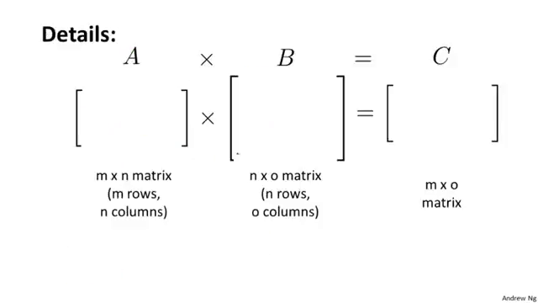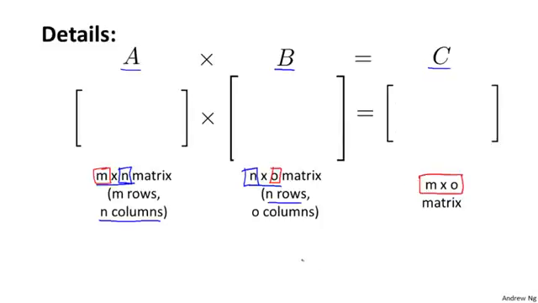Here are the details. I have a matrix A, and I want to multiply that with a matrix B, and the result will be some new matrix C. You can only multiply together matrices whose dimensions match. So A is an m by n matrix, so m rows, n columns. And I'm going to multiply that with an n by o matrix. This n here must match this n here. So the number of columns in the first matrix must equal the number of rows in the second matrix. The result of this product will be an m by o matrix, like the matrix C here.